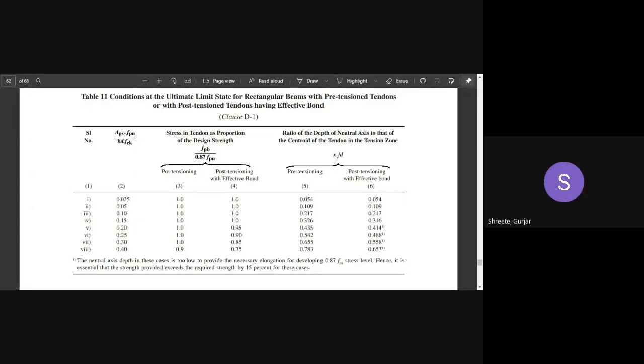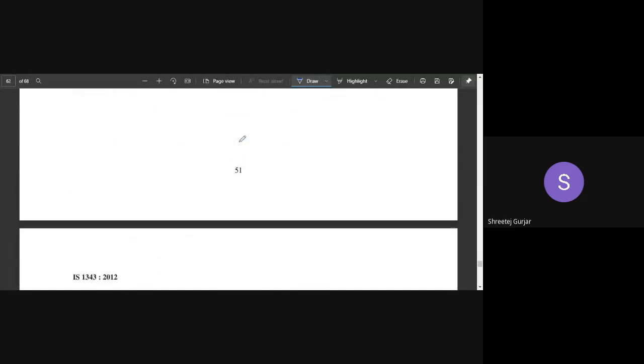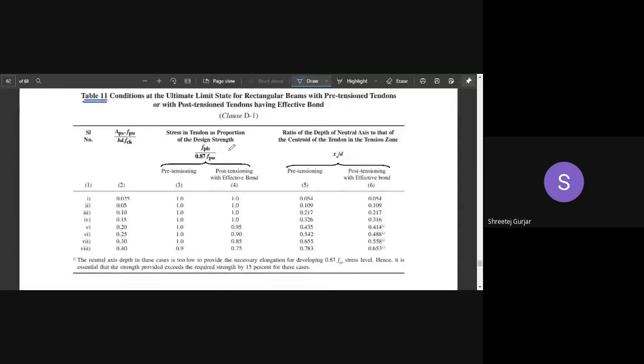So this is table number 11 of IS 1343, page number 51. Remember, very important. This is what we have derived, AP into FP. The notations they have used are different, but don't worry, it is the same. It is AP into FP by BD FCK.